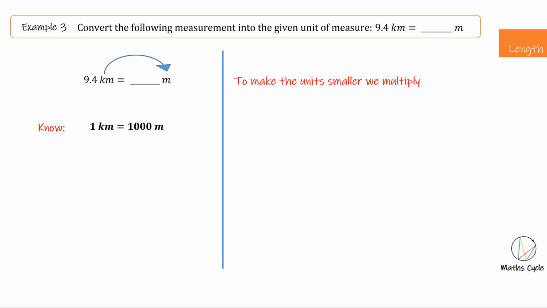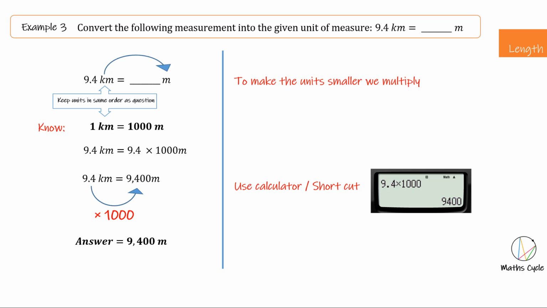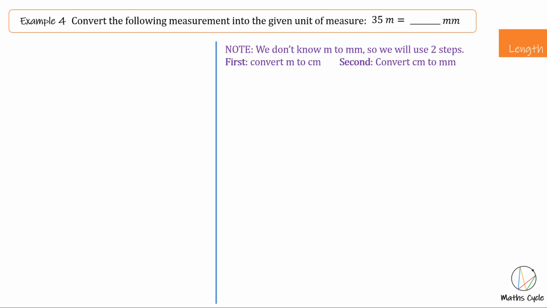Okay, what do I know about kilometers and meters? I know that 1 kilometer equals 1,000 meters. Keep your units in the proper order. So if 1 kilometer equals 1,000 meters, well, what's 9.4 kilometers? Just multiply by 9.4. So those ones are a little bit easier. Ultimately, what have I done? I've just multiplied by 1,000. Okay, so there's a nice shortcut there. Just multiply by 1,000.